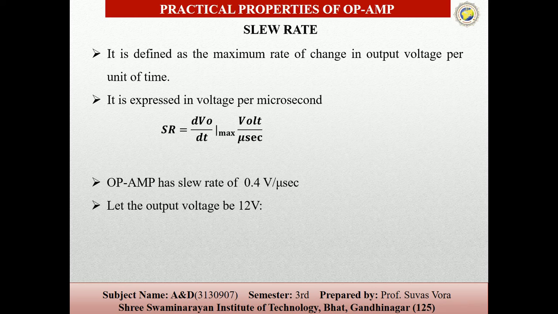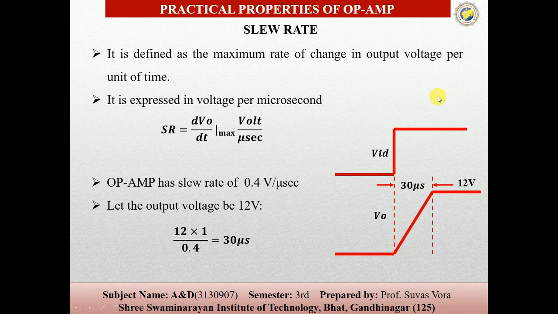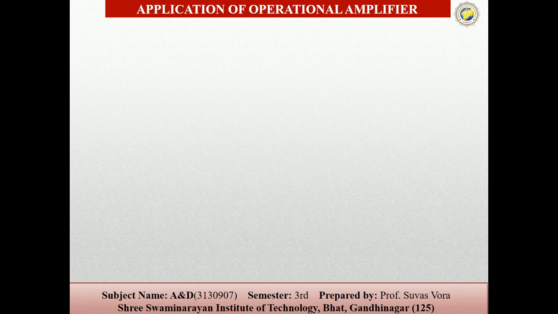Let me give one example. If the output voltage is 12 volts, then the equation gives 30 microseconds. How? The output voltage is 12 and the slew rate value is 0.4, so the time is 30 microseconds.